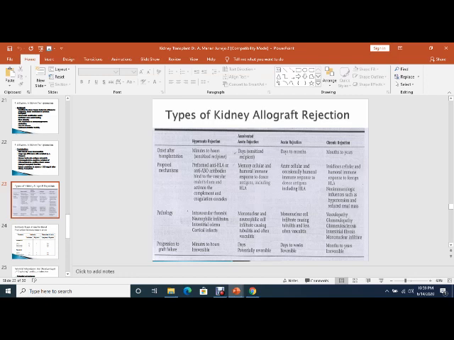So how will you diagnose? Diagnosis should be done by graft biopsy. Here are the various findings which can be present in cases of hyperacute, acute and chronic rejections.